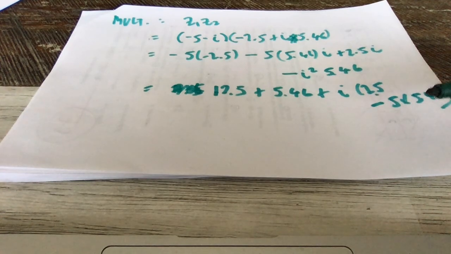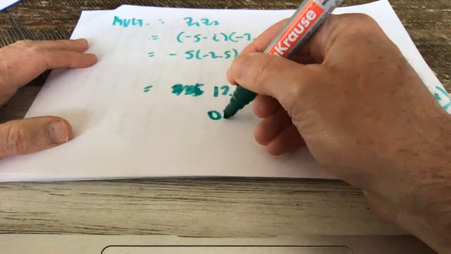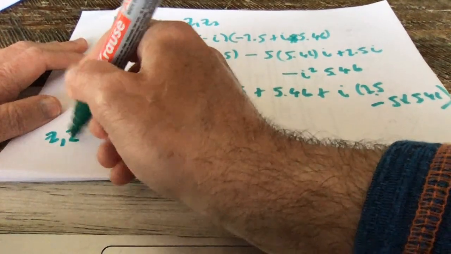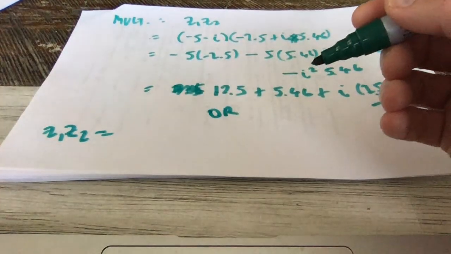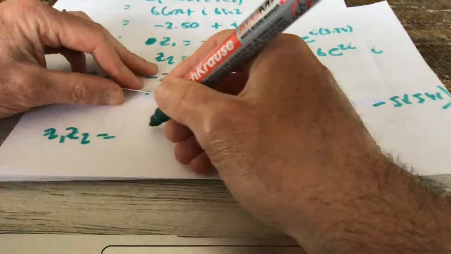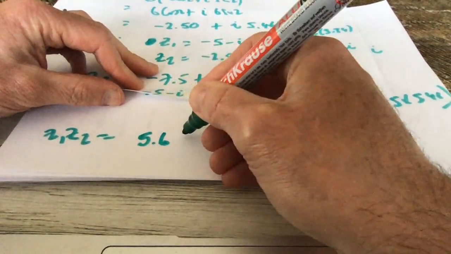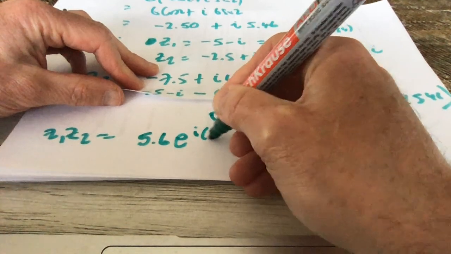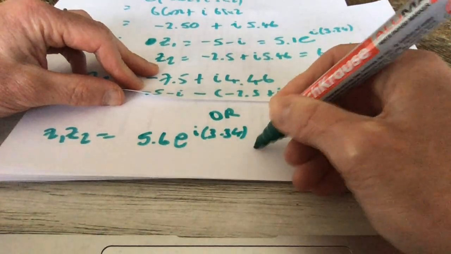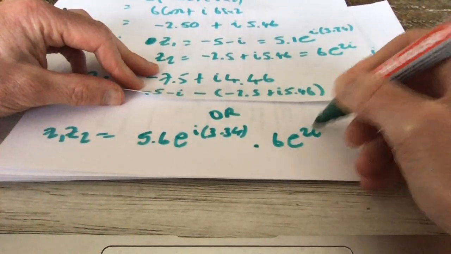little bit messy. On the other hand, or, here's the or, folks, this is going to be exciting. If I use the polar forms, it's very, very easy. So it's 5.1 exponential i 3.34 times 6 exponential 2i.